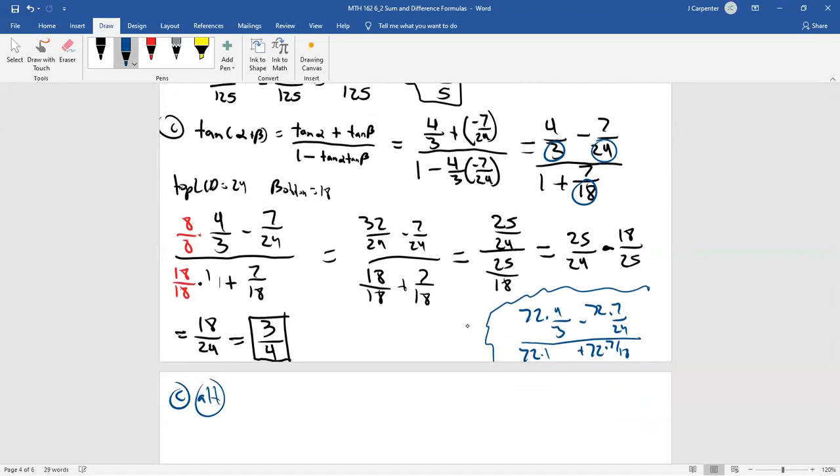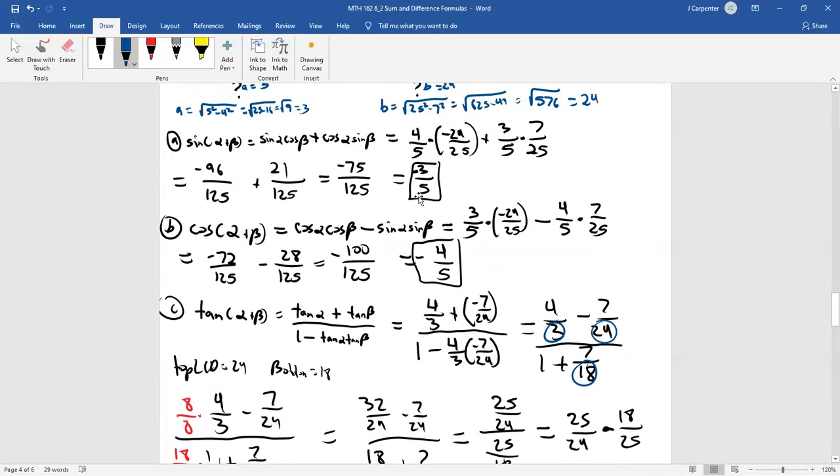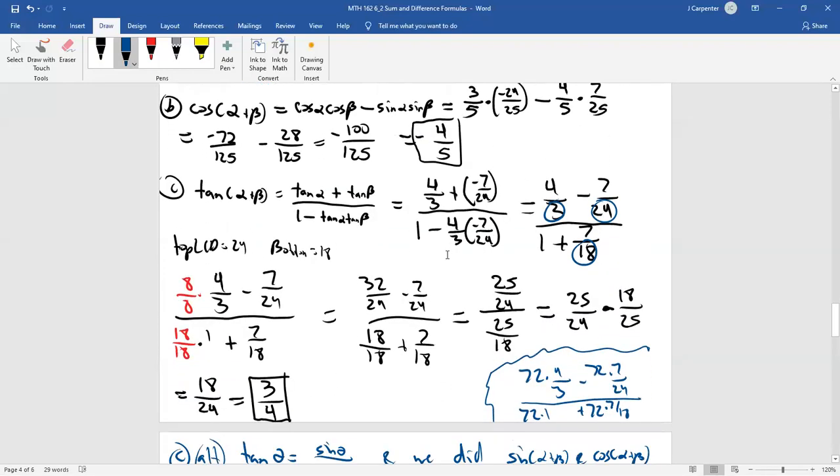Remember, tangent of anything is sine over cosine. And we did the sine of alpha plus beta and the cosine of alpha plus beta already. So just divide these. Take the sine answer, take the cosine answer, divide the two things. So the answer from A was the sine, that was the negative 3/5. The answer from B was the cosine of negative 4/5. So negative 3/5 was the sine, negative 4/5 was the cosine.